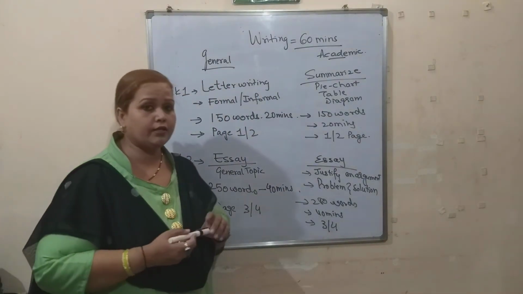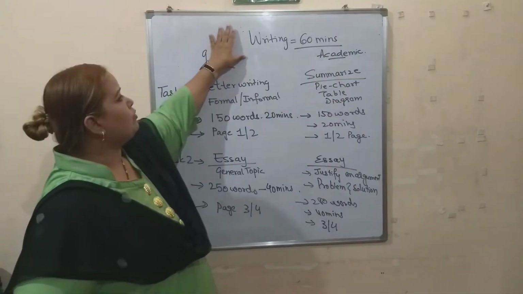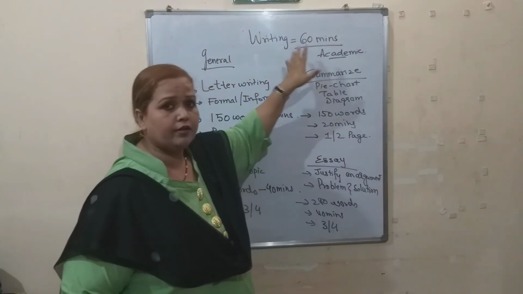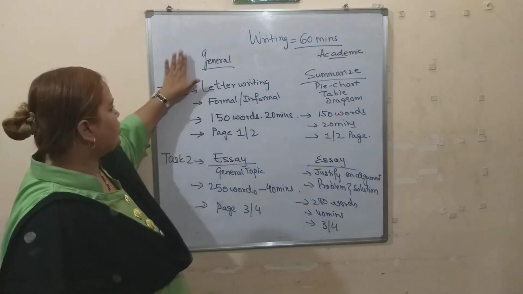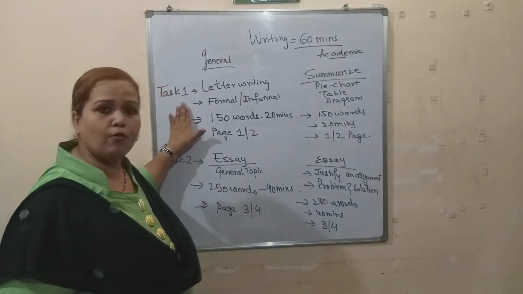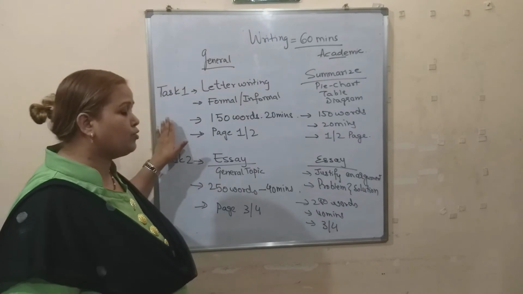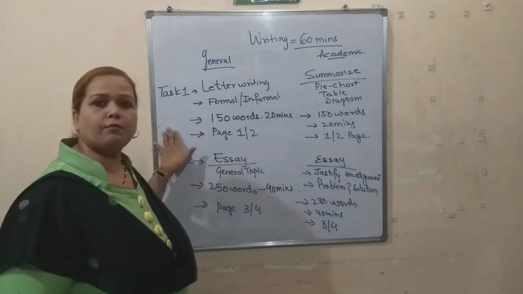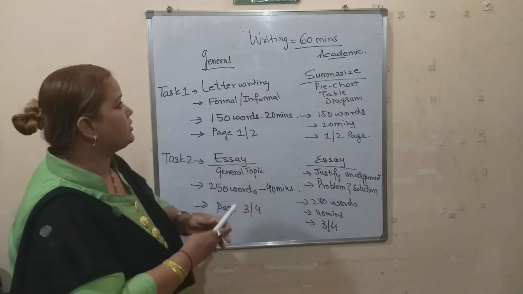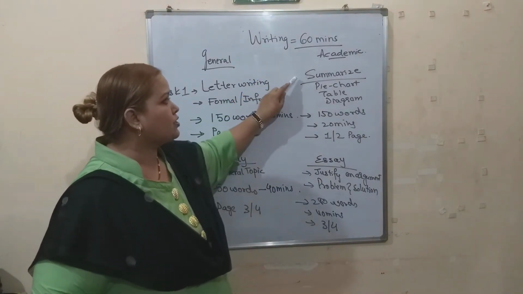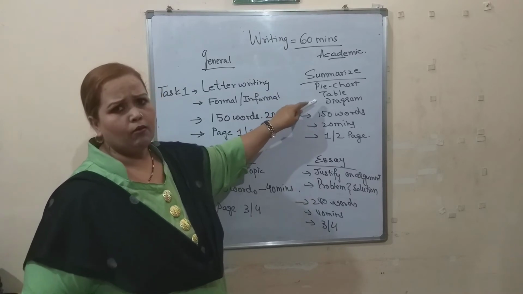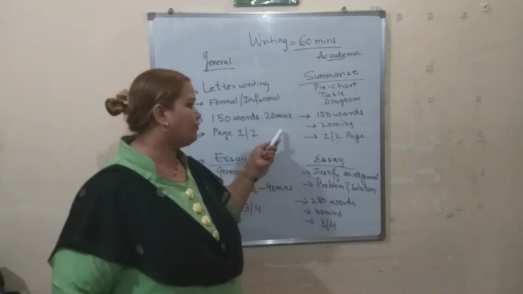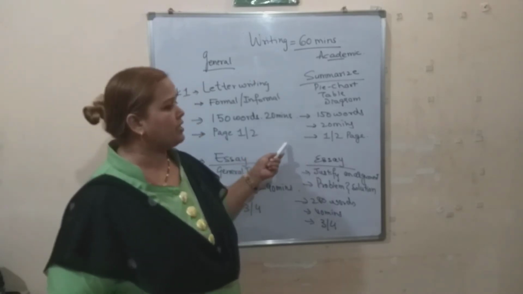Okay, let's see the writing module again. The writing module is divided for the general category and academic category in different forms. Task 1 for general is letter writing, formal, informal or semi-formal, which has to be written in 150 words in 20 minutes, on page number 1 and 2. For the academic, it is to summarize a pie chart, diagram or a table. Here also a candidate needs to write 150 words in 20 minutes on page number 1 and 2.